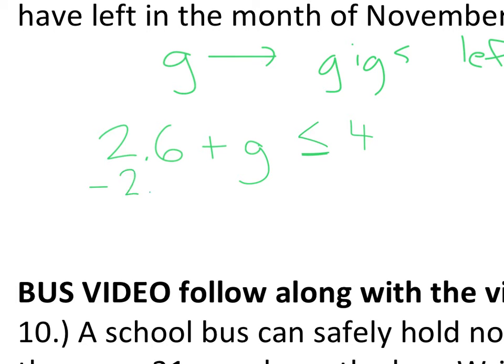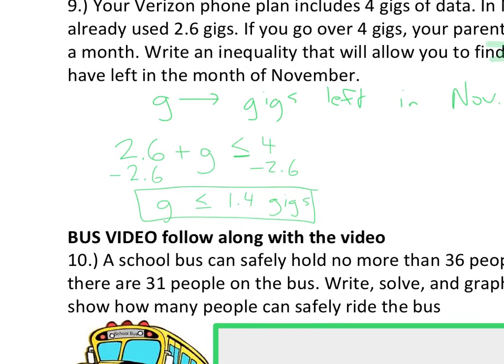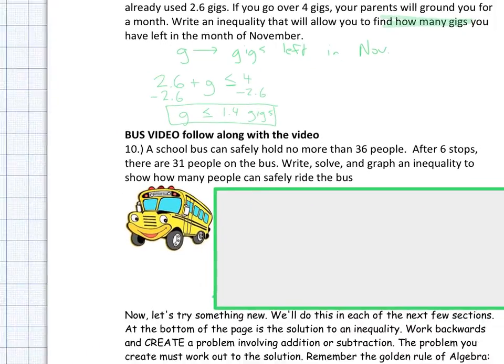So I got to solve this now. Subtract 2.6. And 4 minus 2.6 is 1.4 gigs. So the gigs you use, the gigs you have left, you can't go over 1.4. Okay.